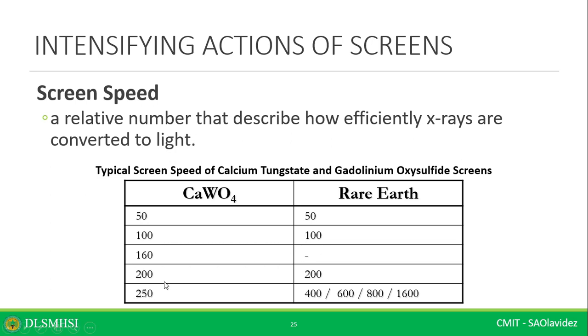Notice that the highest screen speed for calcium tungstate is 250. They can no longer manufacture screens with higher speed because it will already produce a poor detail image. On the other hand, manufacturers release gadolinium oxysulfide with higher screen speed, up to around 1,600, without sacrificing detail. However, the use of too high a speed, and therefore a very low exposure factor, results in high noise due to quantum mottle. Therefore, the most common speed of gadolinium oxysulfide is around 400.